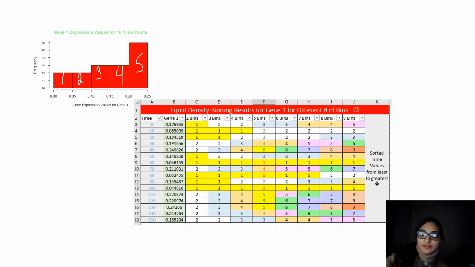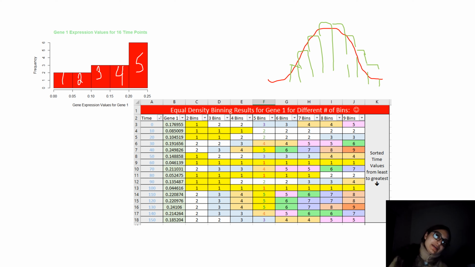And typically normal distributions look like this, and that is usually the result of taking all of these values from the histogram. Sorry for the bad sketch, but that's usually how a normal distribution looks. In general, this is just showing, based on the number of bins that we want, how the original data points for gene 1 would get sorted into the different bins. This would be bin 5, and this would be another bin.